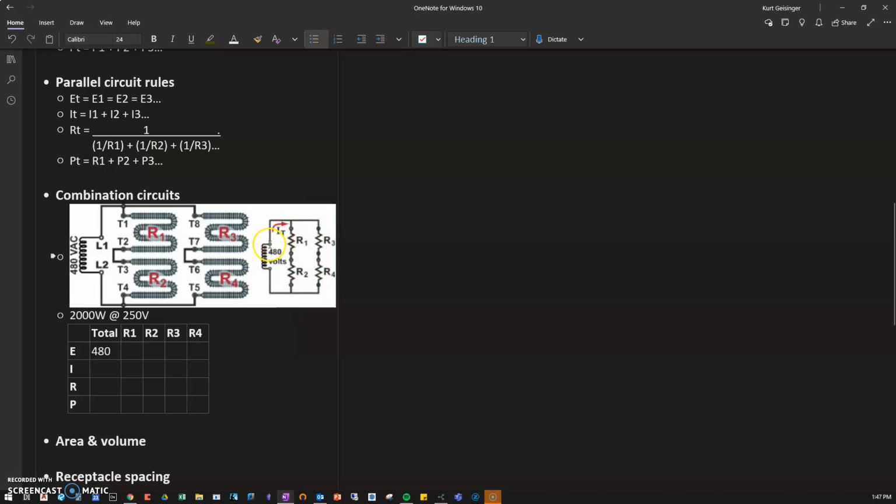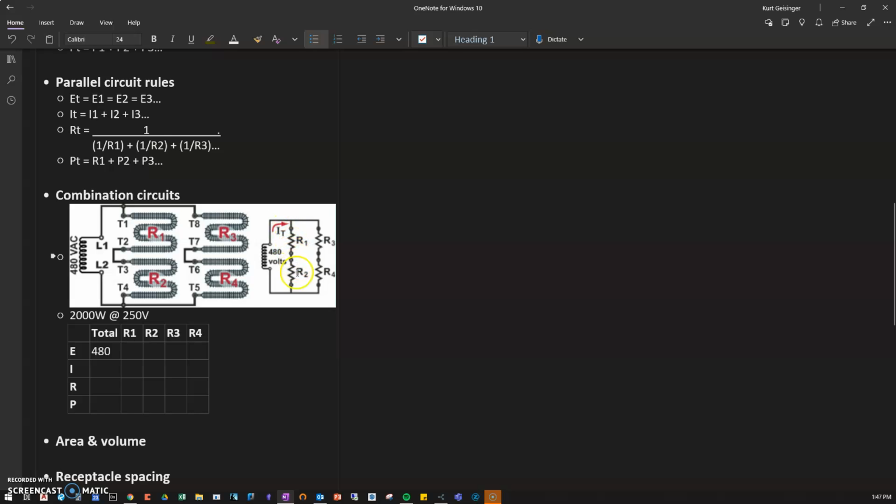And if I use some common sense logic, I can tell that since this is connected straight back to voltage, this is connected straight back to voltage, that's going to see full voltage. It's going to get 480. So this rung of the ladder is going to have 480 applied to it. This rung of the ladder is going to have 480 applied to it.